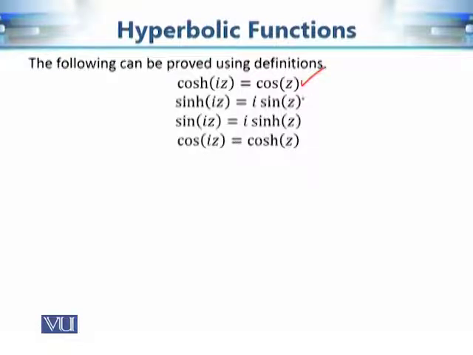Moving on to the next property, it once again relates the hyperbolic function with the trigonometric function: sine hyperbolic iota z is equal to iota sine z. Once again, the next two properties relate the hyperbolic functions with the trigonometric functions. The proofs of these properties are extremely simple, once again using the definition of these hyperbolic functions that involves the exponential function.